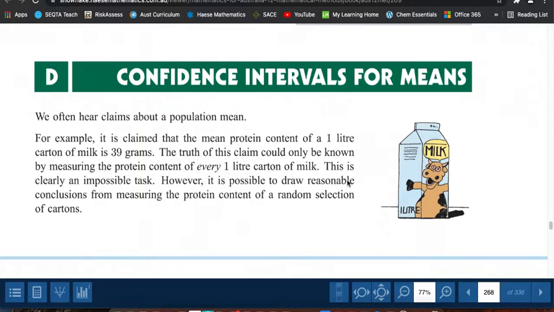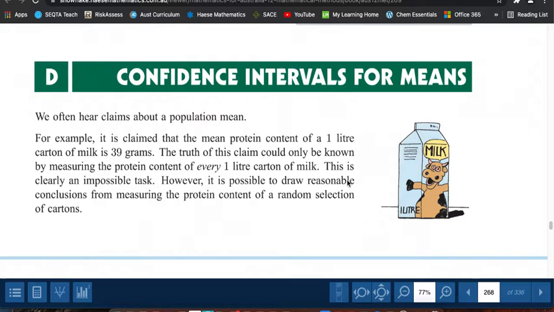They didn't measure every one of them, okay? But they would have had to have taken a sample and made it from that. So it says, the truth of this claim could only be known by measuring every single carton. Not going to happen, okay? But we can draw some statistical conclusions about it. If we know some information, we can start saying, well, we're 95% confident that the mean is here, and it's not that the mean is 39.